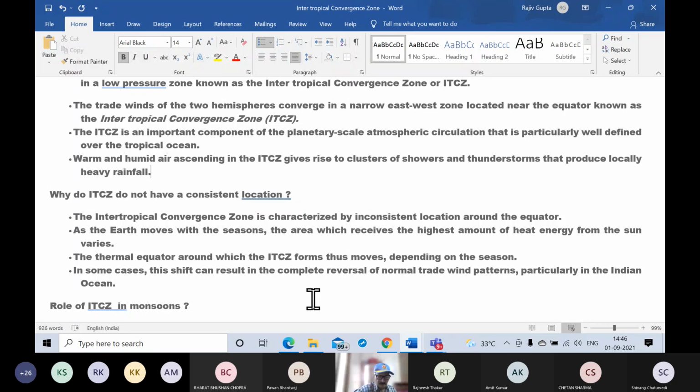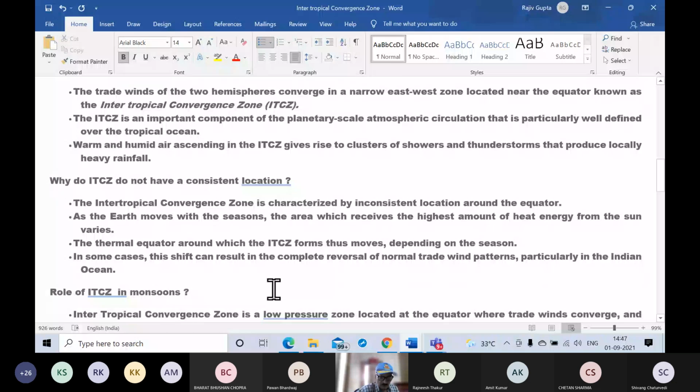So if we just imagine something called the thermal equator around which the ITCZ moves, this will depend on seasons. In some cases, this shift can result in a complete reversal of the normal trade wind patterns, particularly in the Indian Ocean. Because of the shift, a reversal of the normal trade wind pattern can also result. The ITCZ has a role in the monsoon.